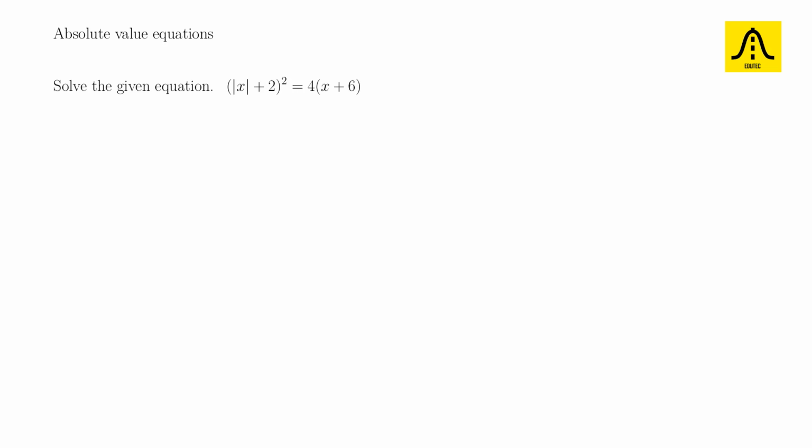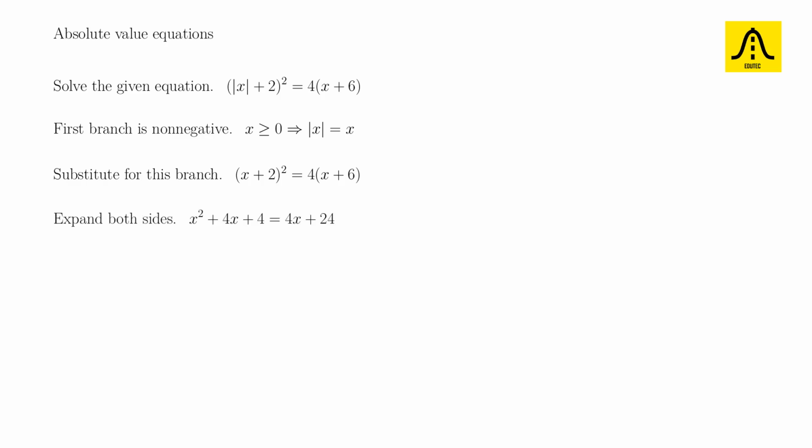We need to solve this equation with an absolute value inside a square. When x is non-negative, the absolute value of x is just x. So, in this branch, we replace the absolute value with x. Now expand the square and distribute on the right.